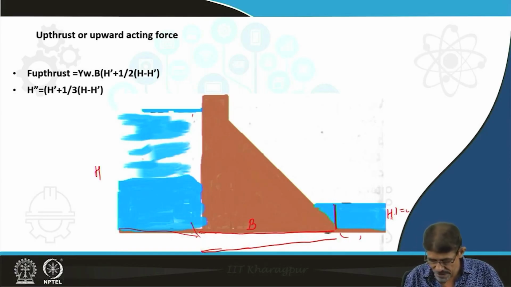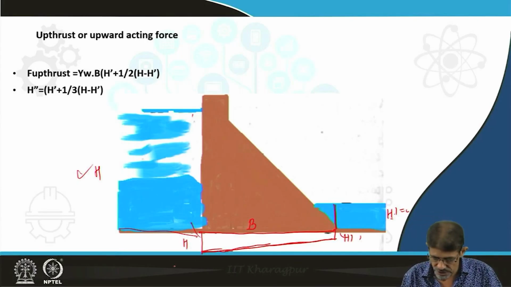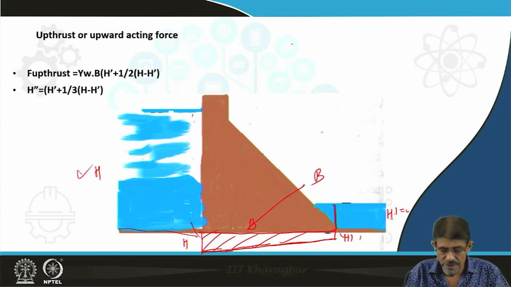Then we can easily calculate the head developed due to the presence of water at the headwater region and at the tailwater region. This is H dash, this is H. Simply, we calculate this area. If this is B, then we can easily calculate the upthrust.